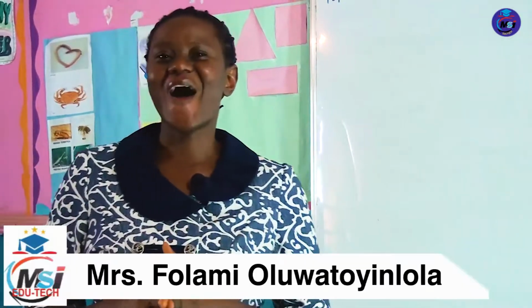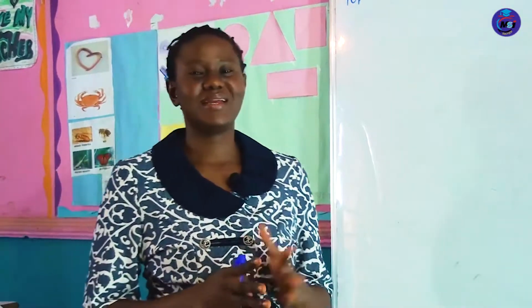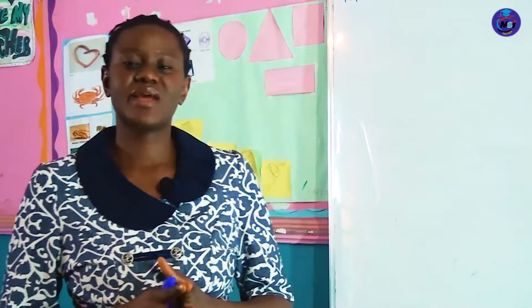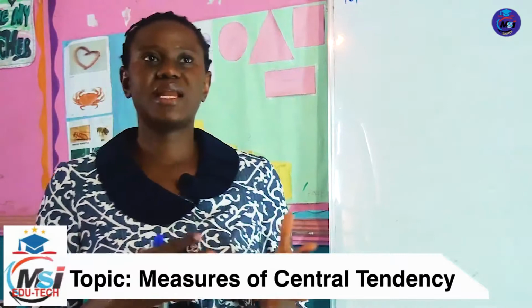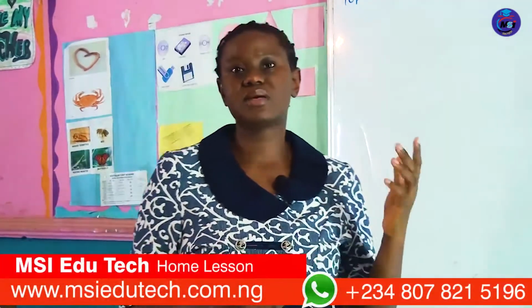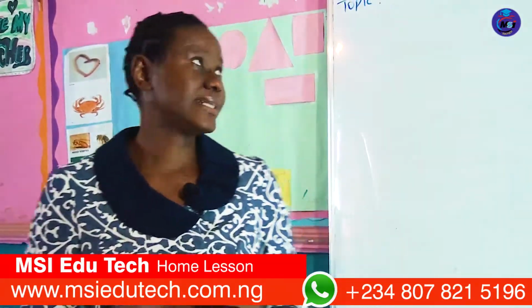Okay, this class brings us to the end of the last topic in Module 2 in MSI EduTech Mathematics online home lesson. We've studied a series of topics, and today we'll be going into the last one, measures of central tendency. We'll be looking at how to collect data, represent data, forming tables, mean, median, mode, tossing a coin, and then throwing a die.